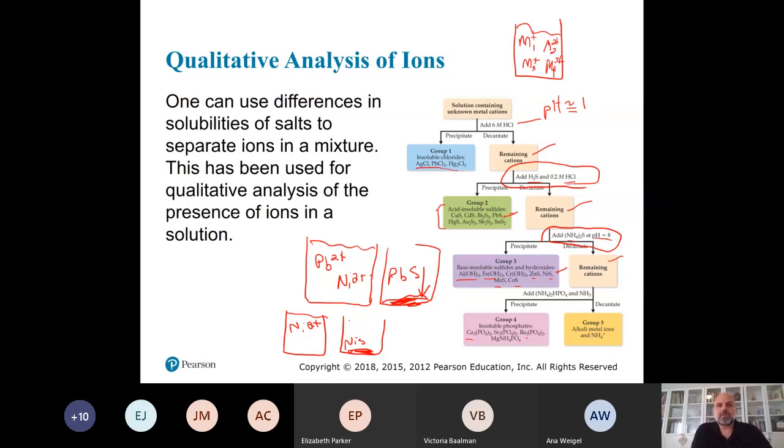I would like everyone to understand how to use this qualitative analysis of ions table. So the stuff that we covered today, understand how to use this table here. Go through and analyze. If I gave you a mixture of two different metal ions and said separate the two, you should be able to separate these two different ions here.